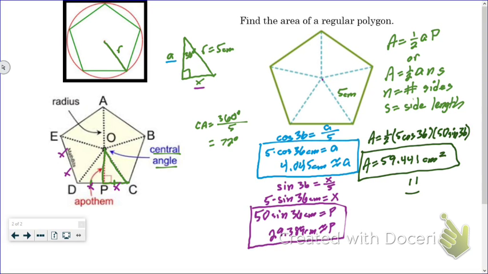So the only other case that you might want to really pay attention to is that regular hexagons are very, very popular for areas of regular polygons because those use 30, 60, 90 special right triangle rules and can be evaluated relatively quickly if you remember what those rules are. But that's it for this video on how to find the area of a regular polygon.